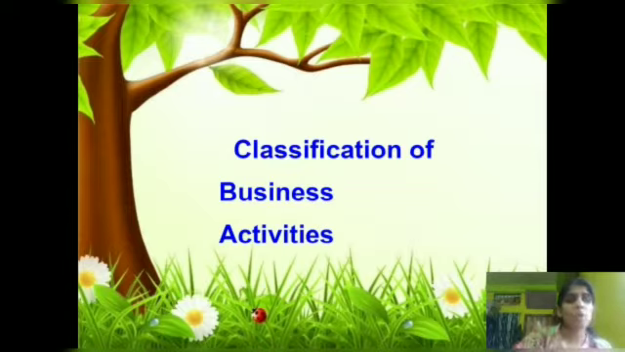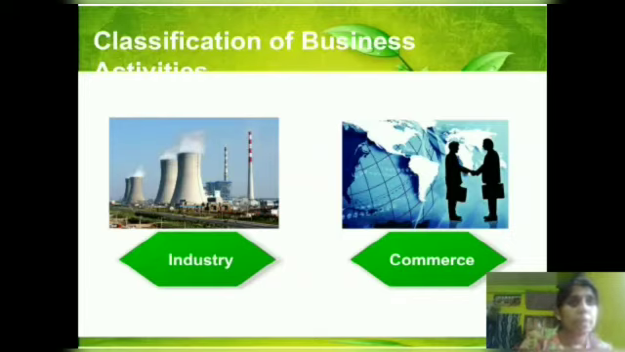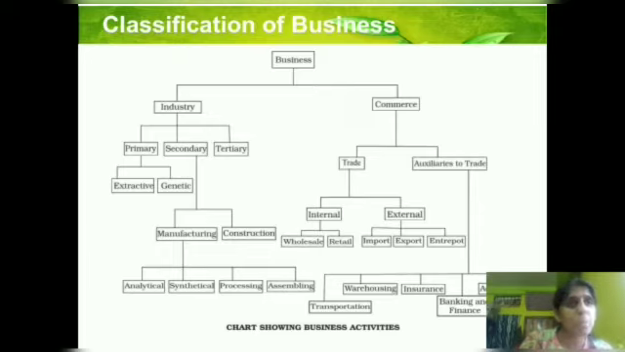So moving to today's topic, we will cover classification of business activities, means how business activities are classified. Before moving on, you just see the chart that first, business is classified into two main activities. The first one is the industry and the second one is the commerce. Today we will just cover the first part, industry.